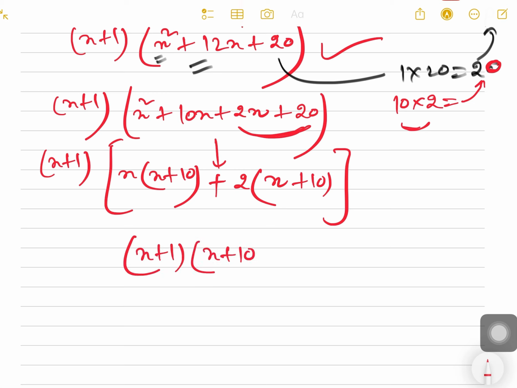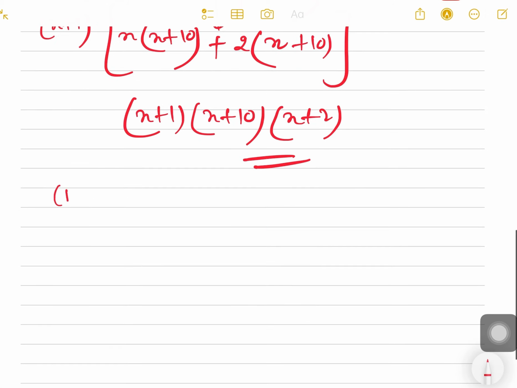So the three factors are, one is x plus 1, other is x plus 10, and third is x plus 2. This is our answer. These are our factors of the given polynomial.